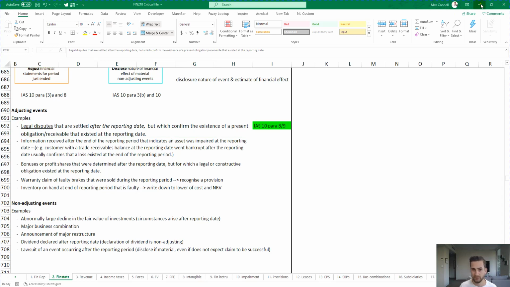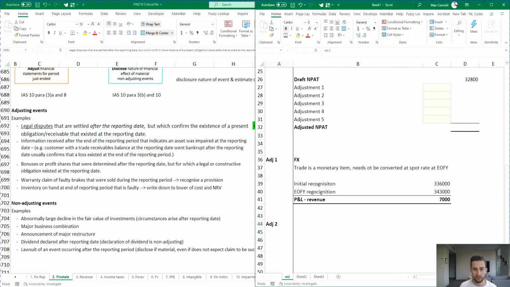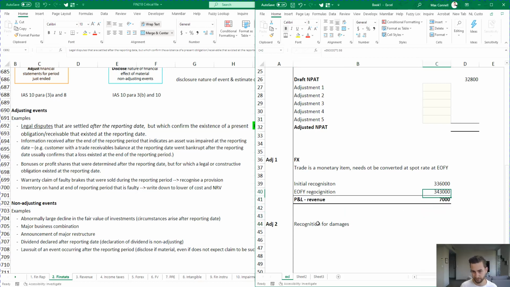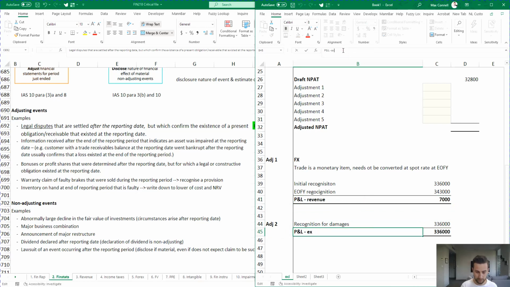So obviously, if there's going to be a $5 million legal suit, that means we're going to need to recognize a provision for damages, because it's probable, and that means there's going to be a $5 million impact, because the journal is going to be debit expense for the provision, and then credit provision liability. So it's going to be a P&L expense. How much was it? 5 million. 2, 3, 3.